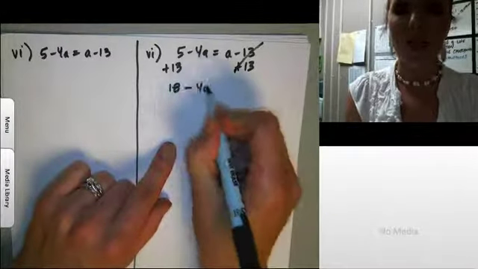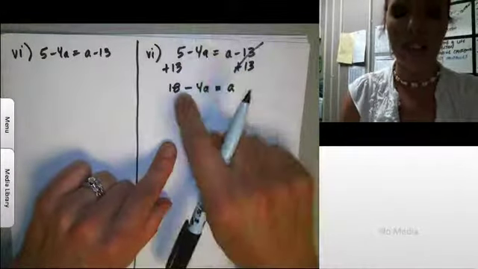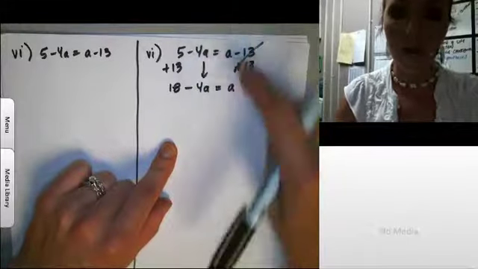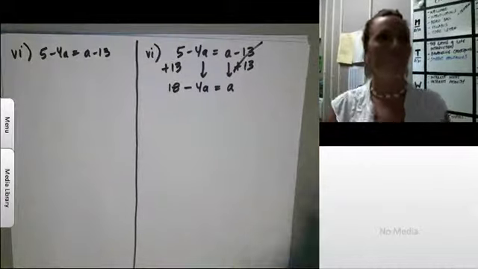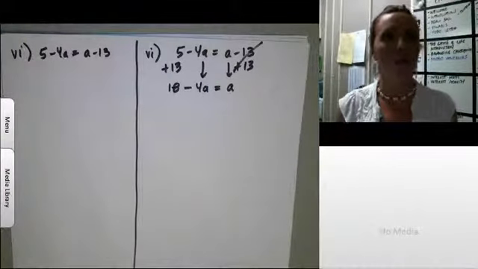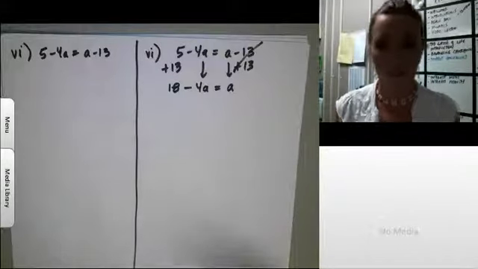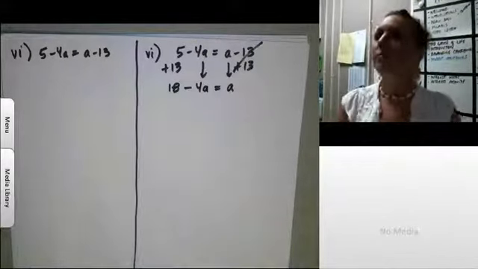So 18 minus 4a equals a. So 5 plus 13 is 18, and then we just bring down the negative 4a. Everybody tell me if you feel like I'm going too slow or too fast. A couple people with their hands up feel like we're going too slow. Okay. All right. What next?